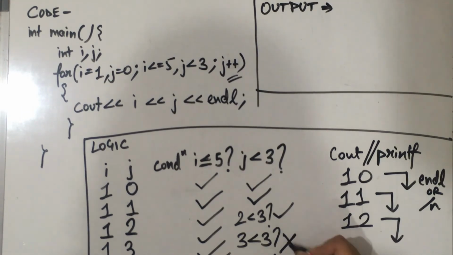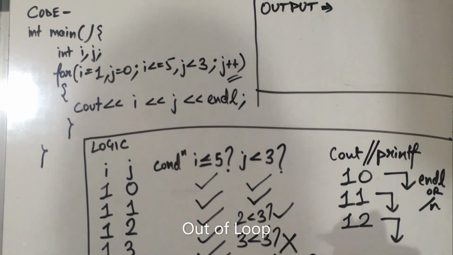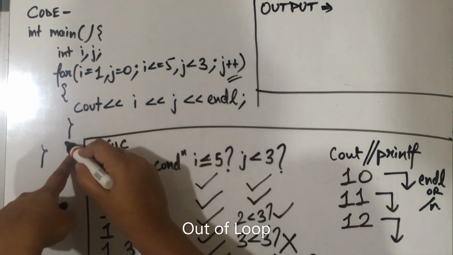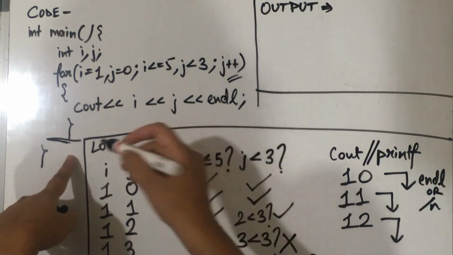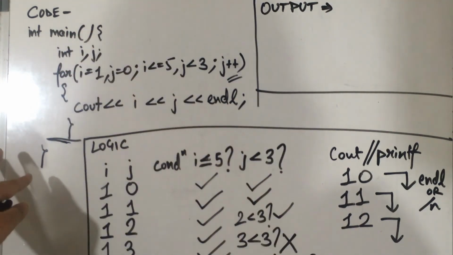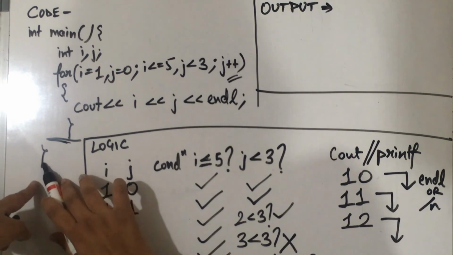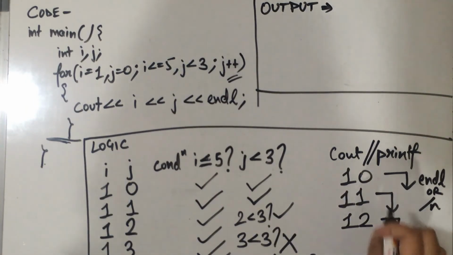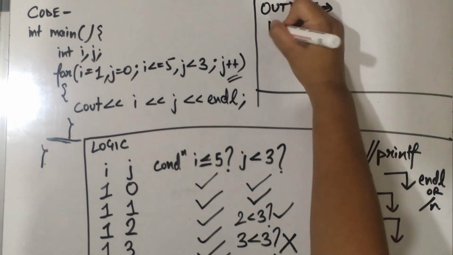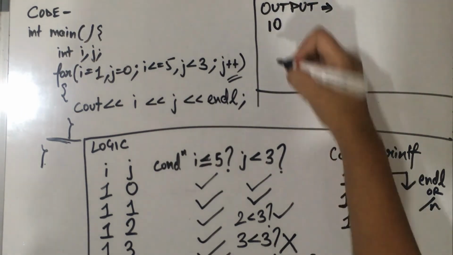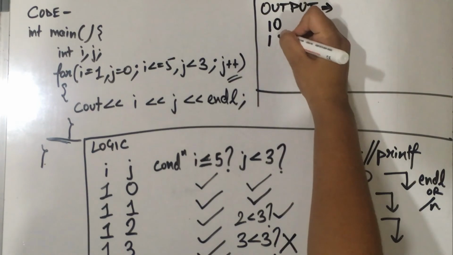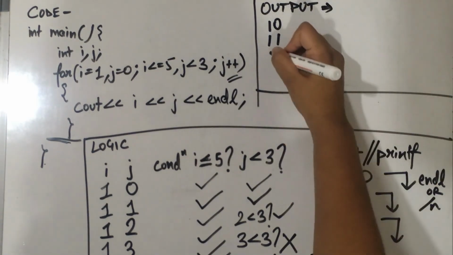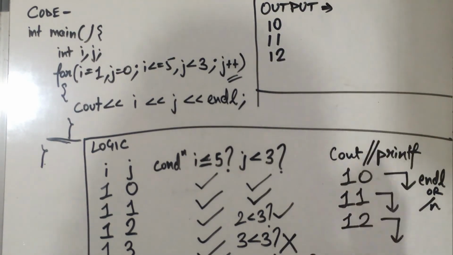As soon as a condition is not true, we go out of the loop. So we exit this loop, we're never going to come back to it, and then we exit the function. So we know this is what we are supposed to print. The output here will be 10, next line 11, and next line 12. This is the final answer.